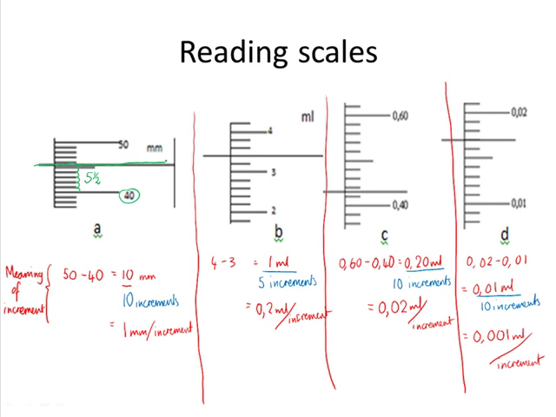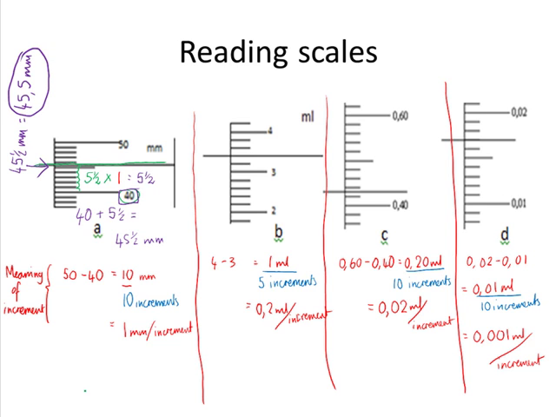And once we know that, we need to multiply that by what the meaning of each increment is. So in A, each increment stands for 1 millimeter, and there are 5.5 of them from 40 to where our measurement is. So that stands for 1 millimeter multiplied by 5.5, which gives us 5.5 millimeters. Then all we need to do is add that value to that lower measurement that we were counting from, 40 in this case. So that measurement there is 45.5 millimeters.